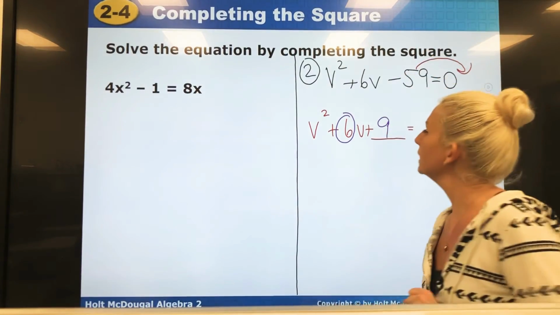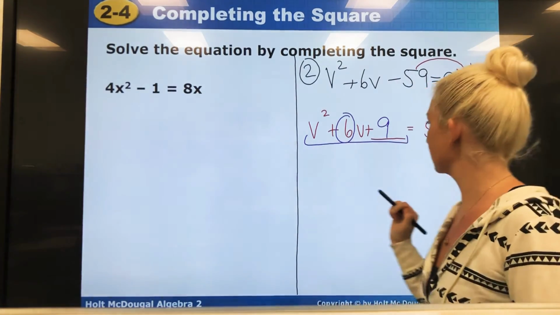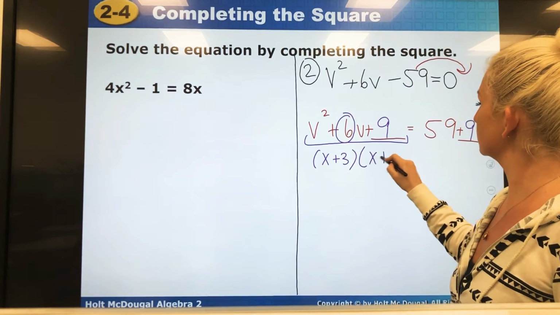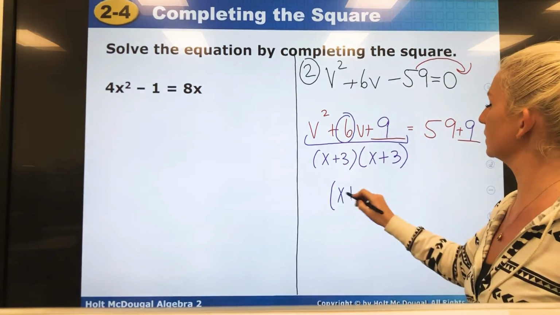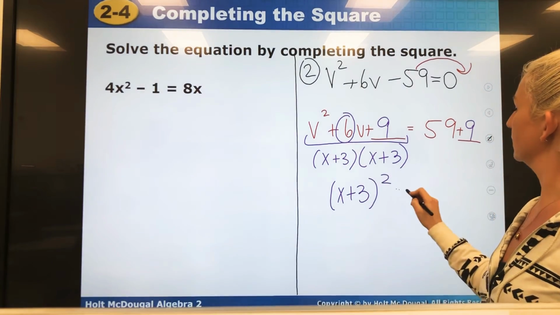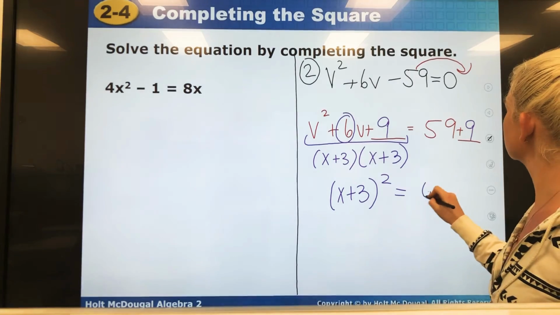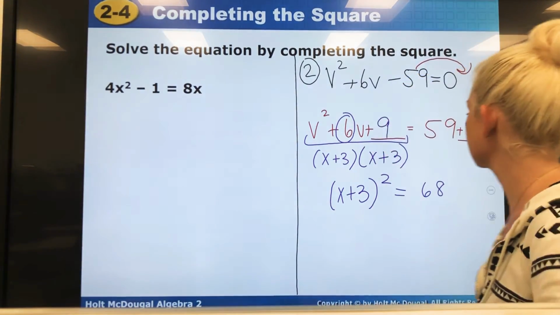All right, so now on this right here, I have a nice factorable piece, right? This factors as x plus 3 times x plus 3. But instead of writing it like that, I'm just going to write x plus 3 squared equals, and then 59 plus 9 is what, 68? 59 plus 9 is 68.